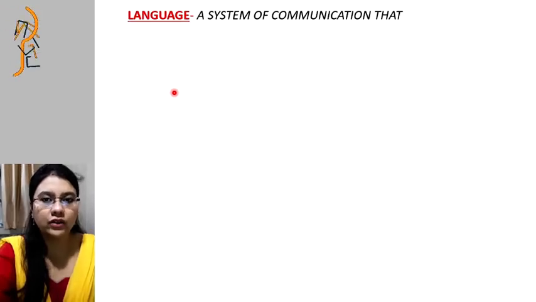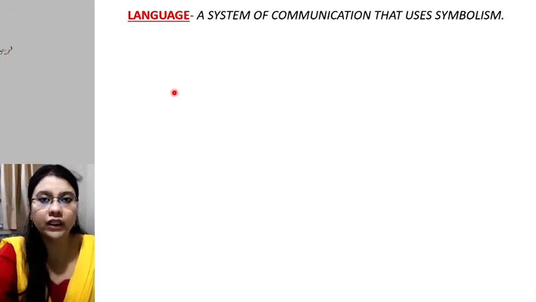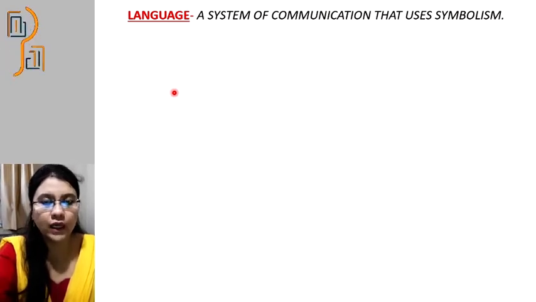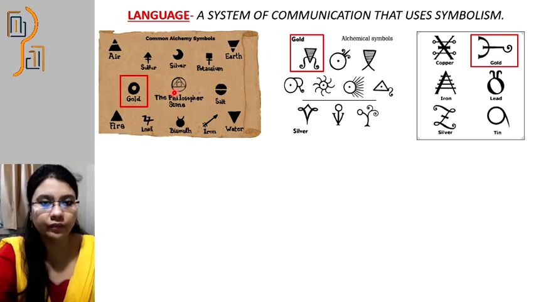What is a language? It's a system of communication that uses symbolism. It's a medium of communication by which one person can share his or her thoughts with another person. In fact, in the field of chemistry as well, there is always a requirement of a common language by which the chemists can communicate among themselves. In earlier days, different alchemists used to denote the same elements with different symbols. This created a lot of confusion.